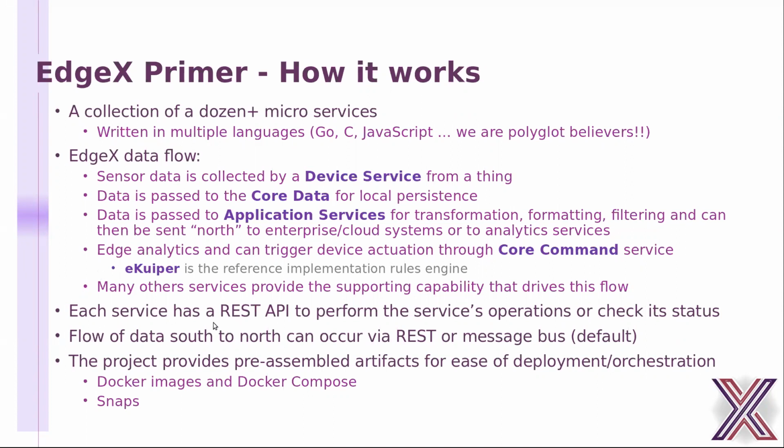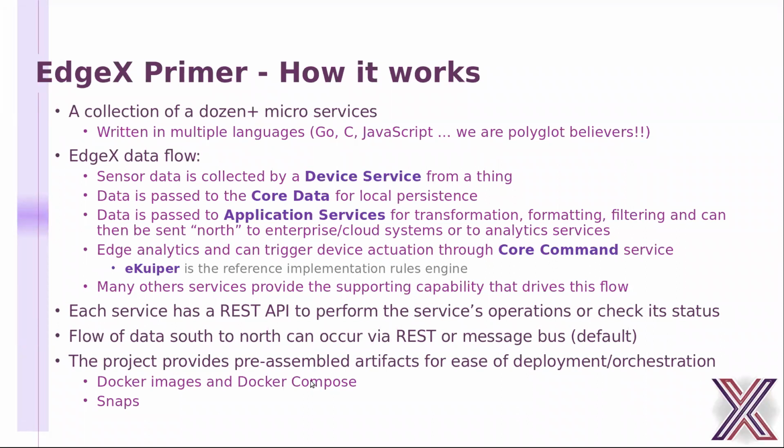Most of the microservices have a REST API that allows you to perform operations, check on the status of those services, and get information out of the services for whatever that service does. But we also support data flow from south, which we consider to be the sensors and devices, to north and back again via message bus or REST. So you have a couple different options here when communicating with EdgeX.